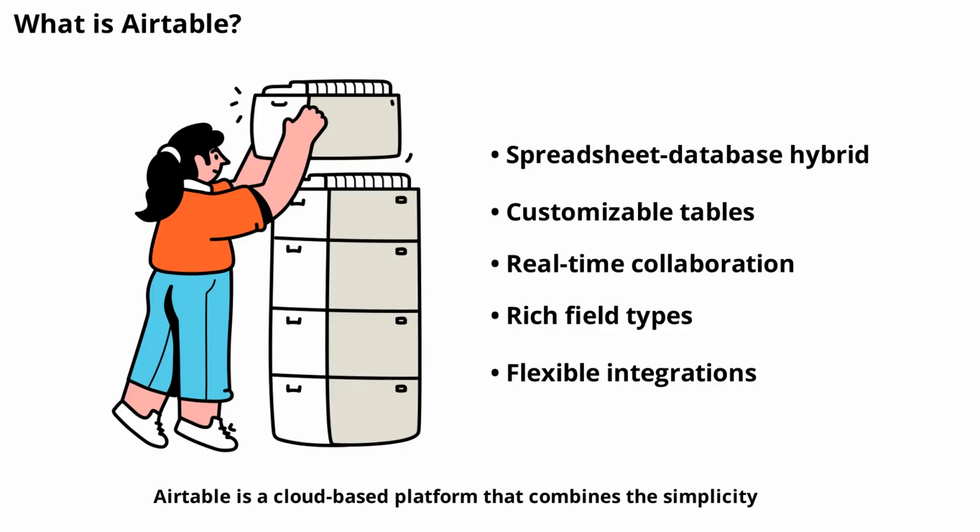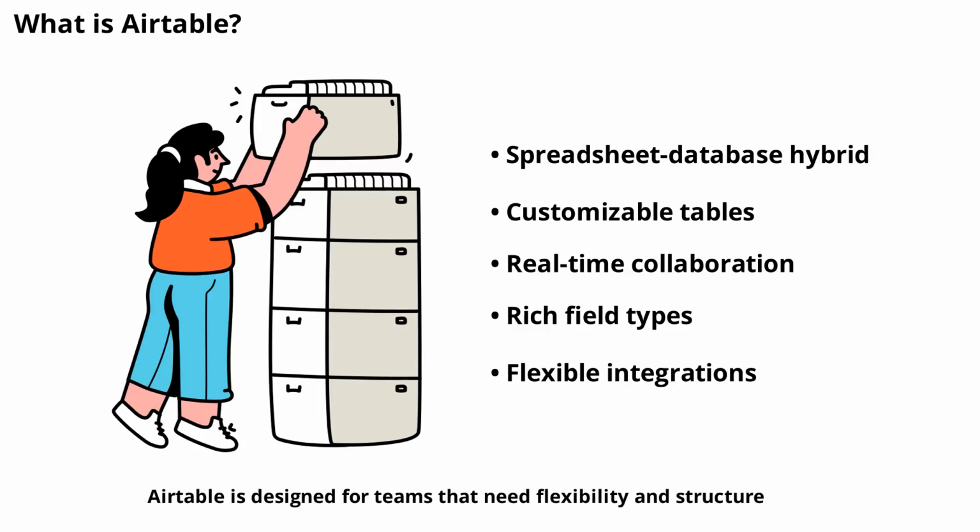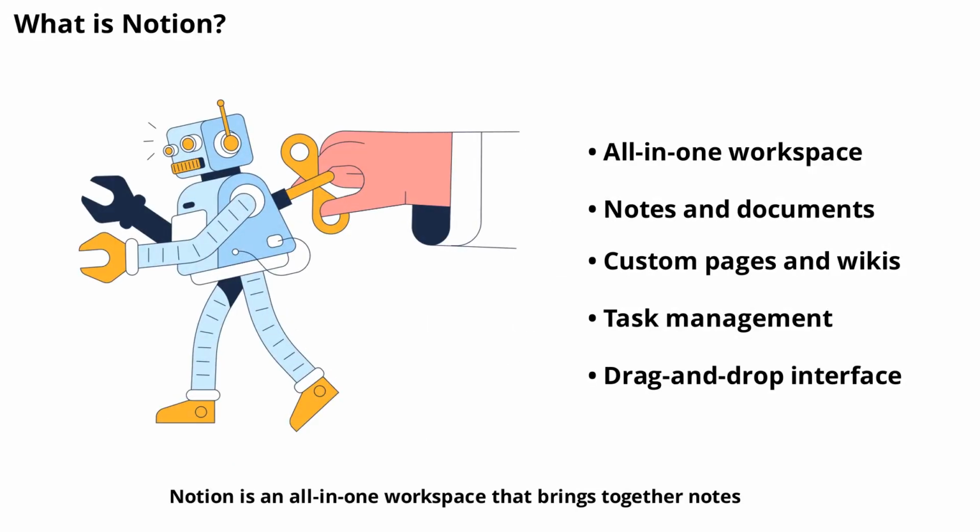Airtable is a cloud-based platform that combines the simplicity of a spreadsheet with the power of a database. It allows users to organize information, automate workflows, and collaborate in real time. With customizable tables, rich field types, and integrations, Airtable is designed for teams that need flexibility and structure. Small businesses often use Airtable for project management, inventory tracking, CRM, and more. Its visual interface makes it easy to adapt to various business processes, offering a balance between ease of use and advanced functionality.